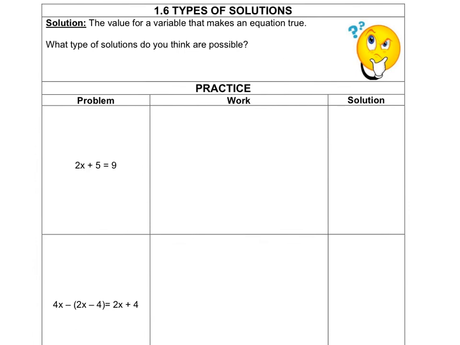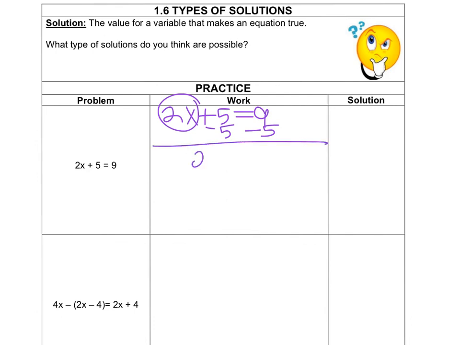Let's just start off with one that we're used to. So I'm going to solve this problem, 2x plus 5 equals 9. And I'm going to rewrite it up here. So I need to get x by itself, so I need to subtract 5 first from each side of the equation. So I would have 2x equals 9 minus 5, which is 4. And then we would divide each side by 2. So we would get x equals 2. So that is your solution.